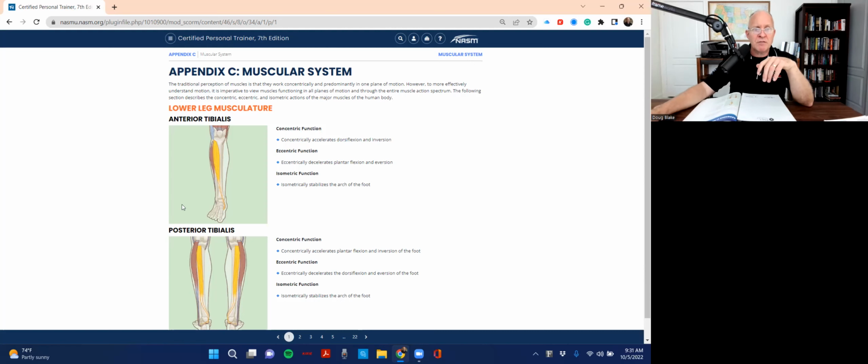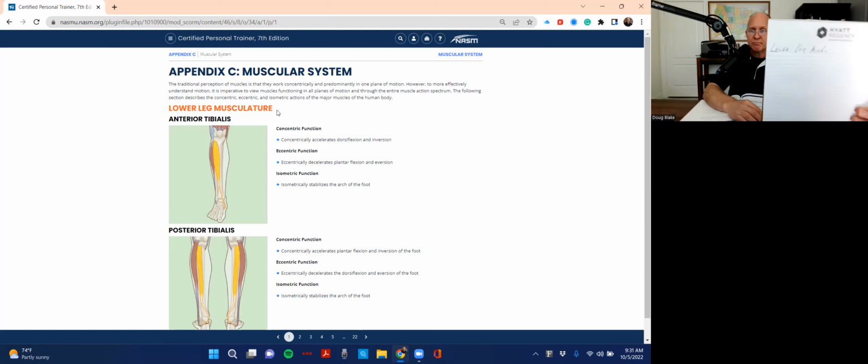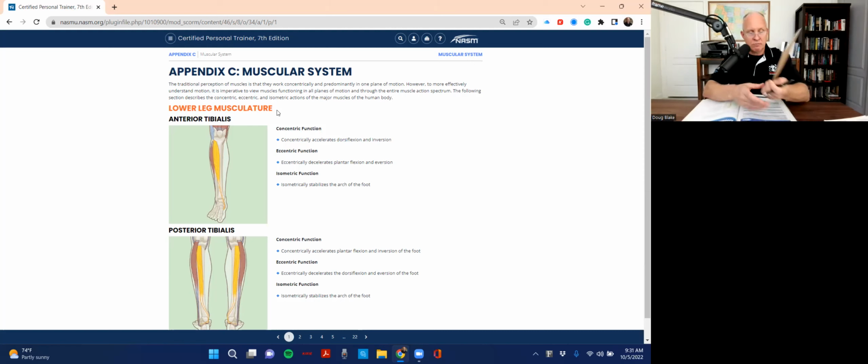What NASM has done is they've given you, I'm just showing you, see how they give you this area of the body. So, lower leg musculature. What I would do is, on a sheet of paper, go ahead and write lower leg. Now, don't write musculature, just write lower leg or lower leg muscles. And these are the ones that are important. See that? If you can't read it, don't worry about it. Lower leg musculature. And then from there, I would simply write those different muscles.